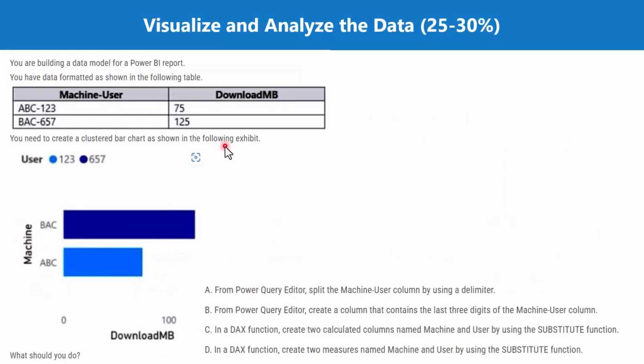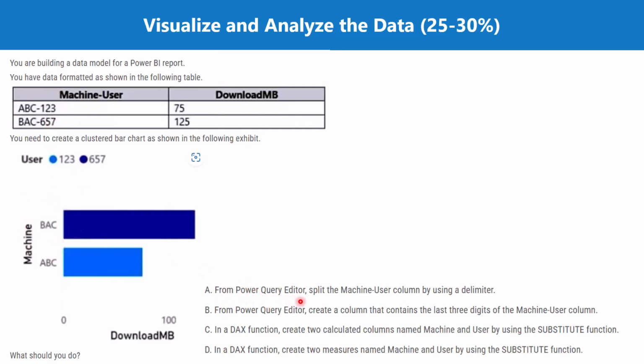Question 12. You are building a data model for a Power BI report. You have data formatted as shown in the following table. So this is the table with 2 columns. You need to create a clustered bar chart as shown in the following exhibit. So this is the clustered bar chart that we want to make. What should you do? We have these 4 options to select based on the data and the clustered bar chart image.